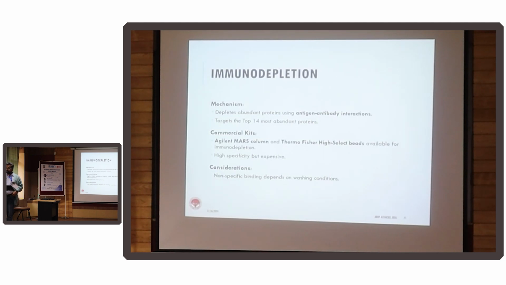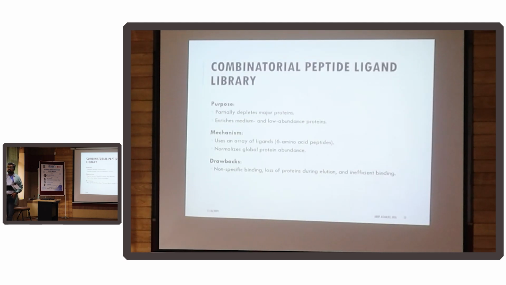Also, you have to consider that sometimes when you're washing it, you might induce artifacts. Sometimes you can use a combinatorial peptide ligand library. It partially depletes major proteins, and it enriches the low-abundance ones. You have an array of ligands, which are 6 amino acid peptides. It normalizes the globin protein abundance, but again a very big drawback is non-specific binding, loss of proteins during elution, inefficient binding. So these are all challenges.